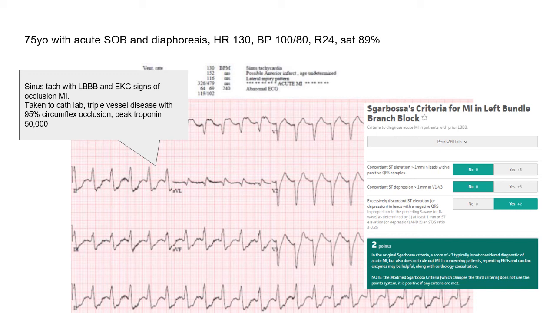What the actual definition is, is an ST to S ratio greater than 0.25. So it's related to that QRS. If it's greater than 1/4 of the QRS, then that's bad.